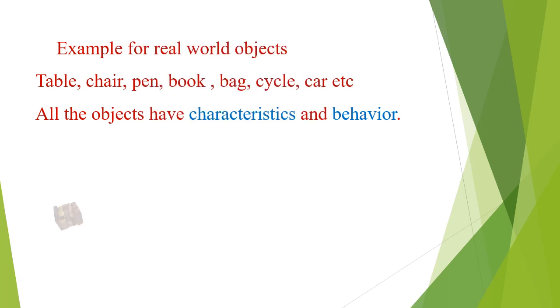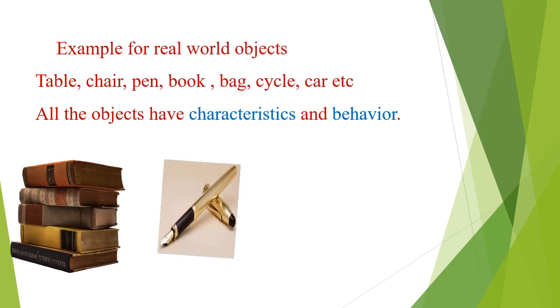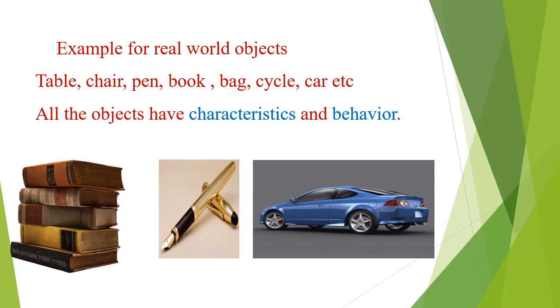If you look around, we can see a variety of real world objects. The items or things that we see around us are all examples of objects. Table, chair, pen, book, bag, cycle, car are all examples of objects. And all of these objects have characteristics and behavior.